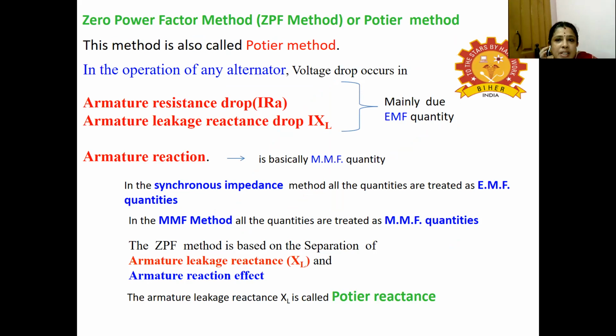Next, the zero power factor method or Potier method. This method is also called the Potier method. In the operation of any alternator, voltage drop occurs: armature resistance drop and armature reactance drop. The resistance drop is mainly an EMF quantity, and the armature reactance drop is mainly an MMF quantity. In the synchronous impedance method, all the quantities are treated as EMF quantities. In the MMF method, all the quantities are treated as MMF quantities. The Potier method is based on the separation of armature leakage reactance and armature reaction. This reactance is called the Potier reactance.